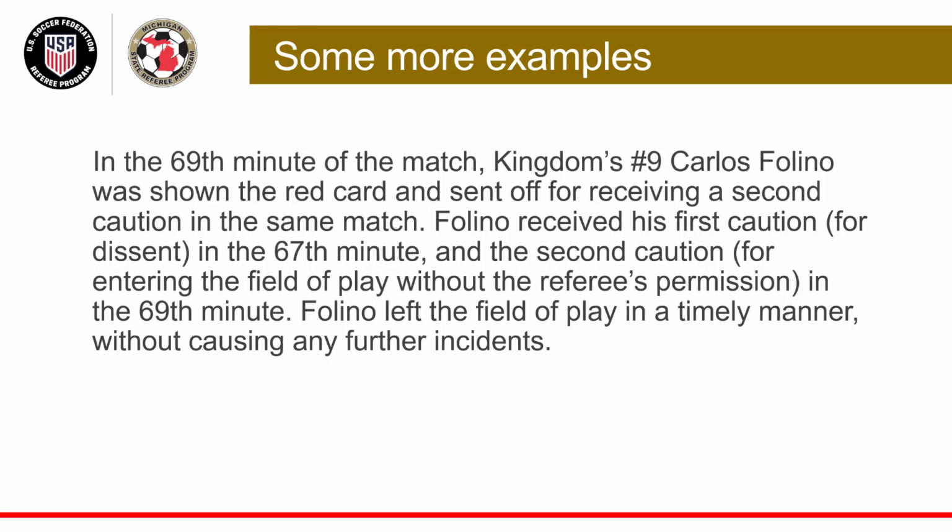In the 69th minute of the match, Kingdom's number 9, Carlos Foligno, was shown the red card and sent off for receiving a second caution in the same match.